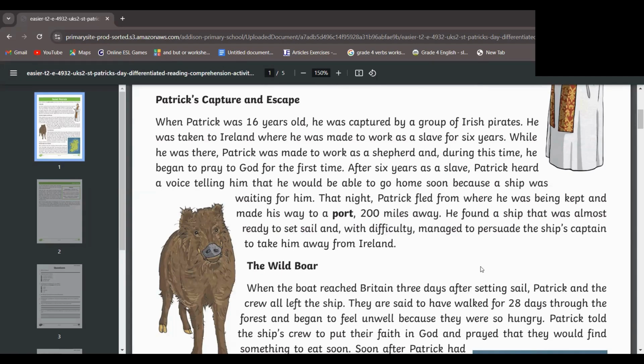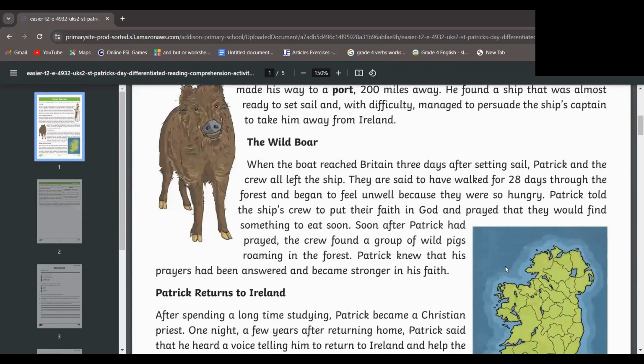The wild boar. When the boat reached Britain 3 days after setting sail, Patrick and the crew all left the ship. They are said to have walked for 28 days through the forest and began to feel unwell because they were so hungry. Patrick told the ship's crew to put their faith in God and prayed that they would find something to eat soon.